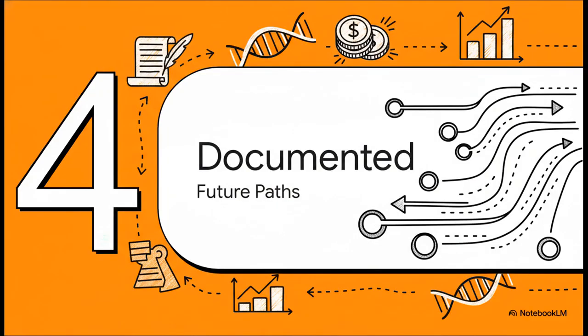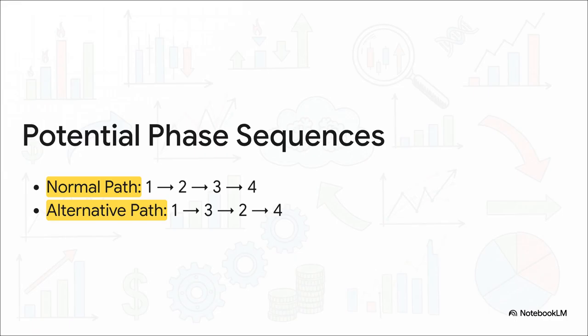Okay, so Phase 2 has been officially recorded. What's next? Well, the documentation actually outlines potential sequences for the phases that follow. And just to be clear, this isn't a prediction, it's just a documentation of the model's possible paths. So from here, the documentation lays out 2 potential sequences. The first is what's called the normal path, where the phases just go in order: 1, then 2, then 3, and then 4. But there's also an alternative path, where the model allows for Phase 3 to happen before Phase 2. That would give you a sequence of 1, 3, 2, and then 4.